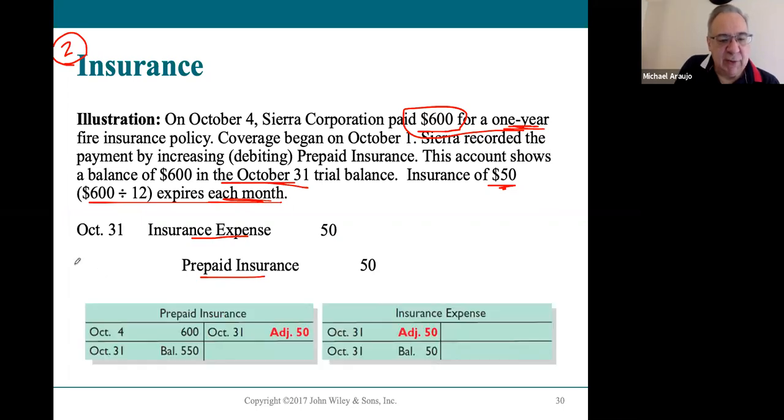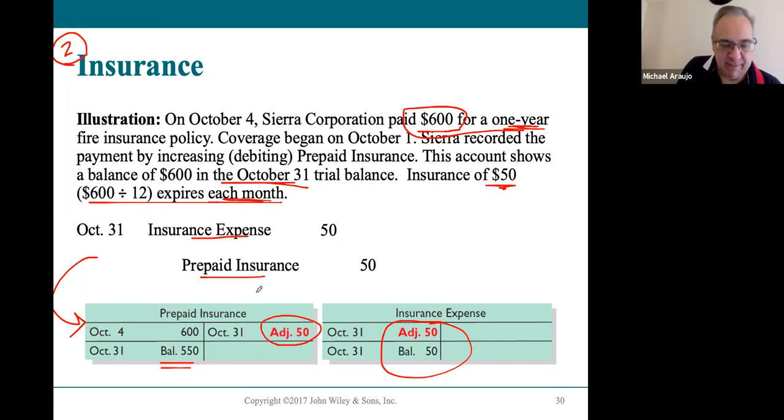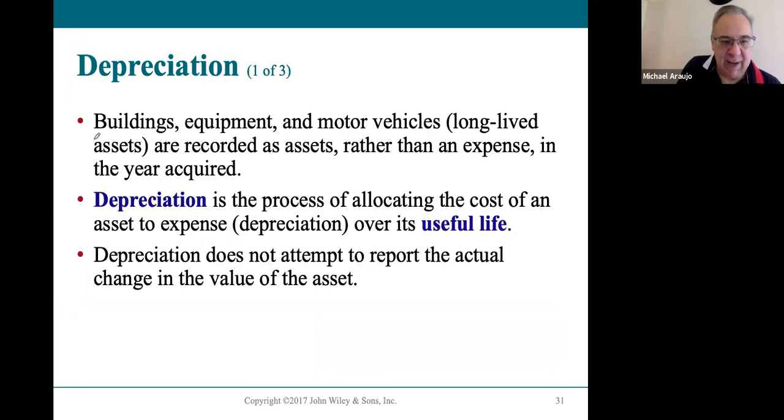Once that gets transferred into the ledger, you'll see prepaid insurance with the adjusting entry, which means this asset has a new balance. And insurance expense now has a balance. It didn't have one before. But because we used some of this, we can expense it. How exciting.